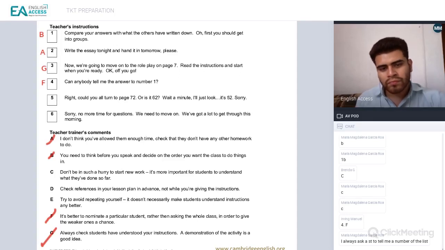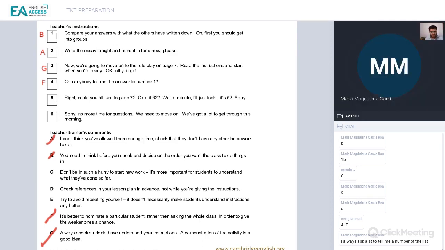The list is the same as the roll call. How do you say lista? La lista de asistencia in English: attendance sheet. Attendance. Can you write it?